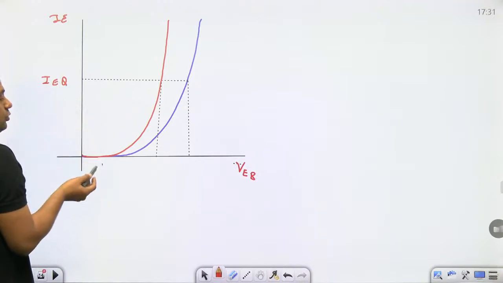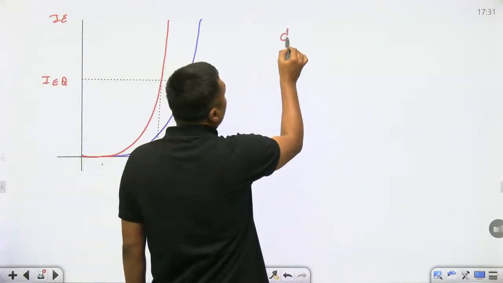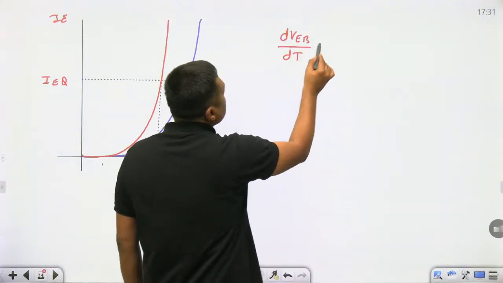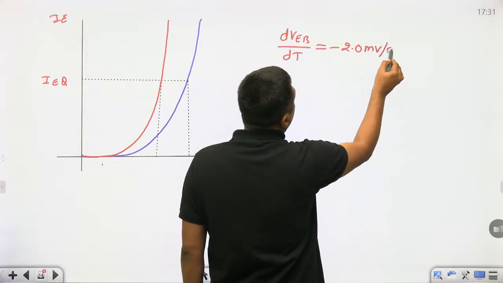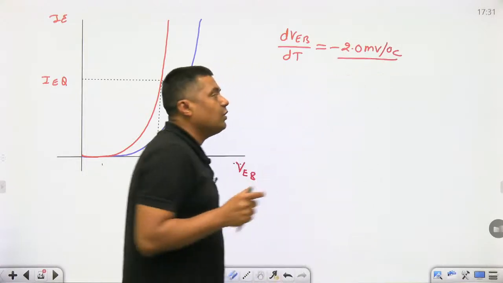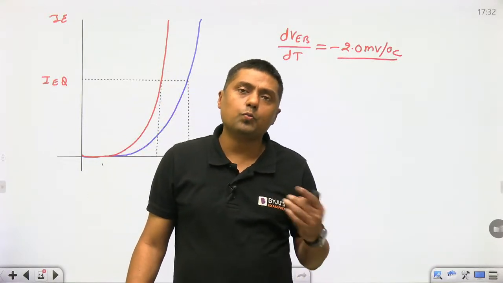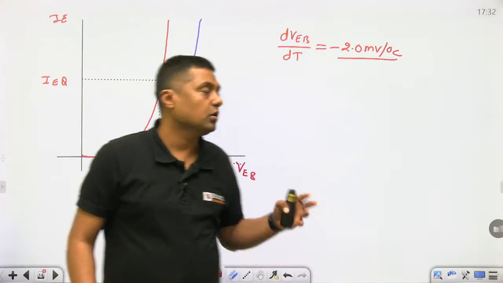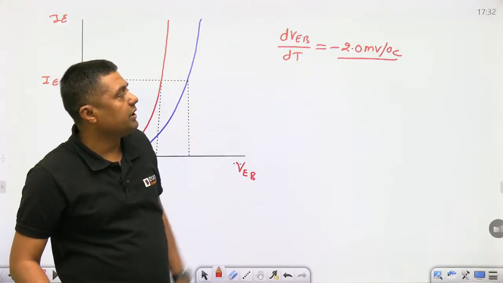So with constant current of 2 milliampere, the voltage will decrease. And what is the change in the voltage with the temperature? dVEB by dT is nothing but minus 2, normally minus 2 millivolt per degree centigrade. In numerical problems they will give you the value. Otherwise it ranges from minus 1.7 to minus 2.5 millivolt per degree centigrade according to the different textbooks. In Sedra and Smith, it is minus 2.0 millivolt per degree centigrade.